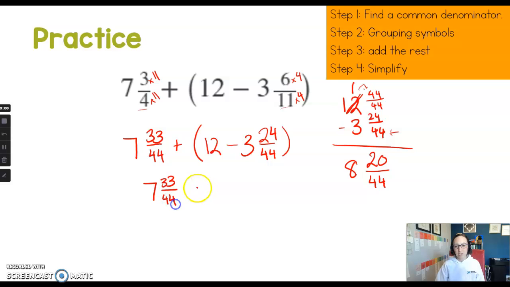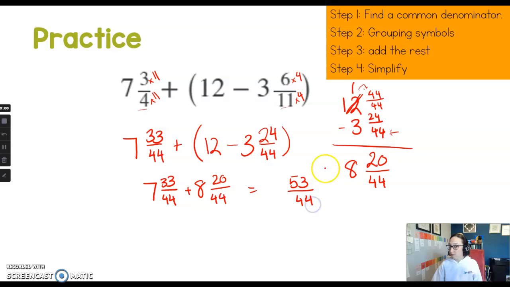33/44. I'm running low on time here, so I want to make sure we get this. And we're going to add 8 and 20/44. Okay, so now we can add them together. Start with our fraction. 33 plus 20 is 53/44. And then we go 7 plus 8 is 15. 15 and 53/44, but I've got a numerator larger than my denominator.